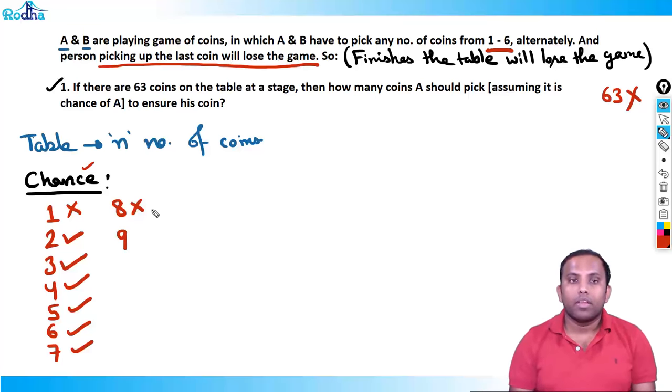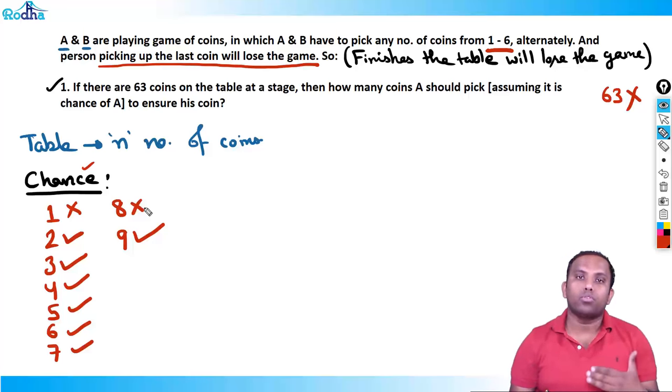Okay. So understand it. Will I want nine, if it is my chance, will I want nine coins to be on the table? Yes, I would want. Why? Because now I can pick one coin and I can bring the game to eight. And I know that whosoever chance it is, at eight coins, he or she will always lose the game. At eight coins, if it is your chance, you can't win the game, right? So at eight coins, whosoever chance it is will lose the game.